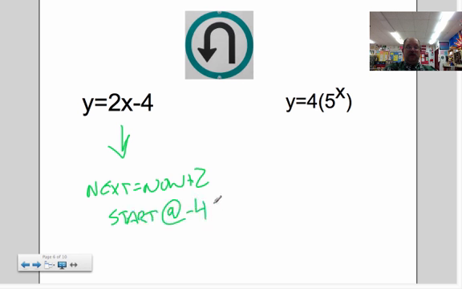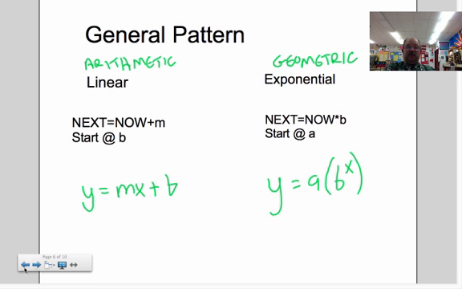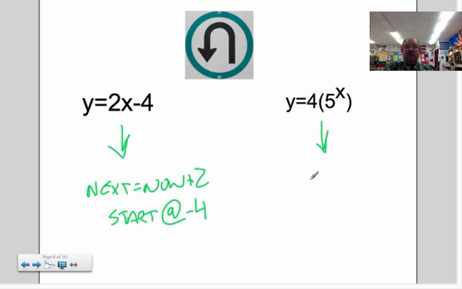Okay, this one's going to follow the pattern of a times b to the x. So going back there, it's going to be now times my base, starting at my a value. So it's going to be next equals now times 5, start at 4. Okay? So recursive to explicit, we ought to be able to be familiar to be able to get back and forth.